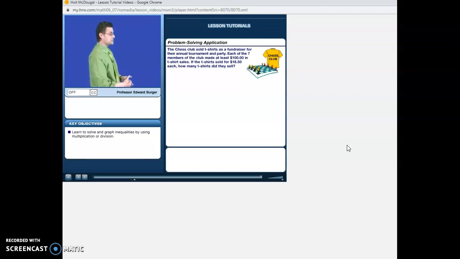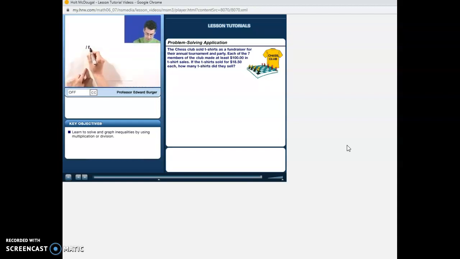Now, if the T-shirts sold for $18.50 each, the question is, how many T-shirts did they sell? All right, so let's think about this. We know that each of the 7 members made at least $100, and the T-shirts sold for $18.50. Let's say they sold X number of T-shirts. How much money would they have made? Well, 18.5 times X, because that's how much they'd get for each shirt multiplied by the total number of shirts. So that's the total amount.